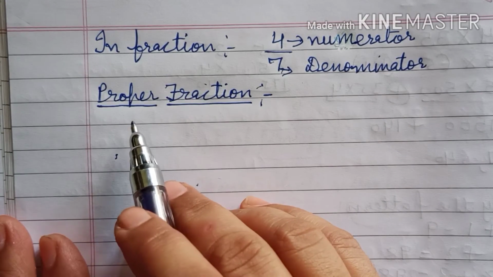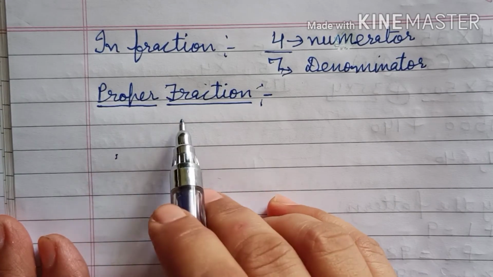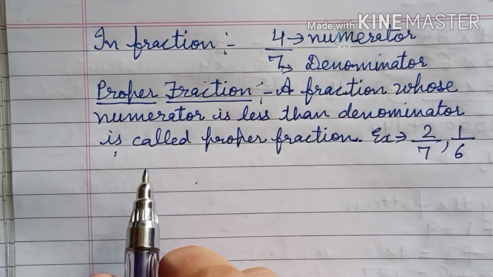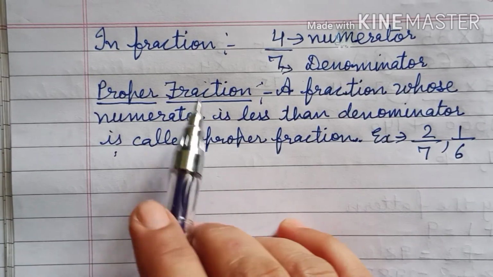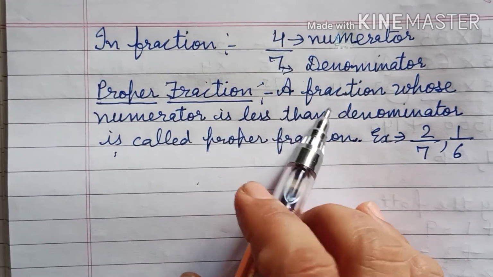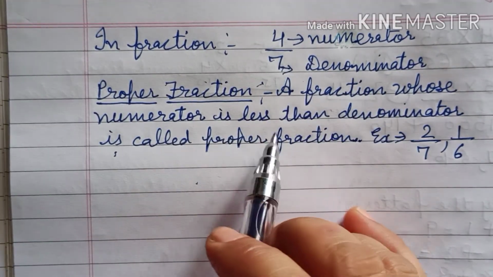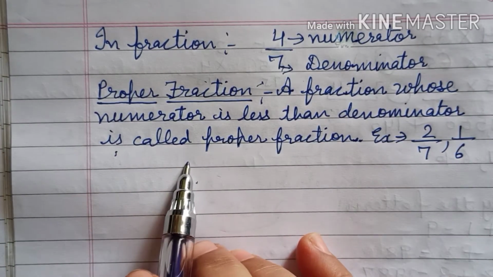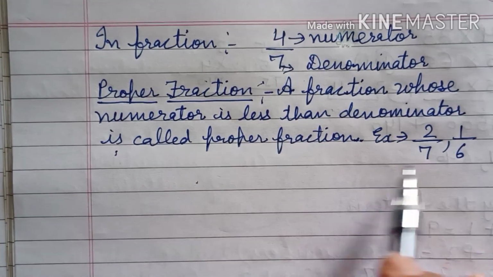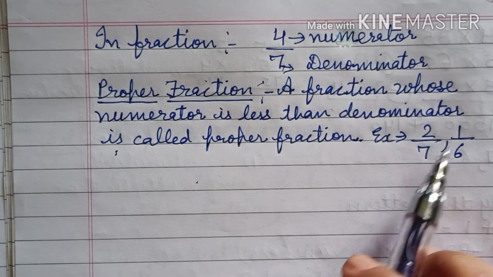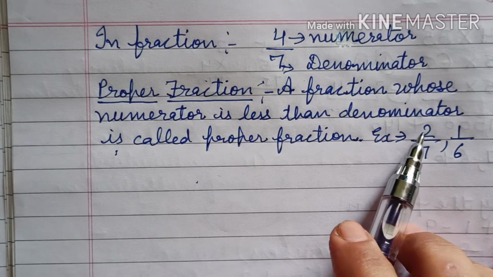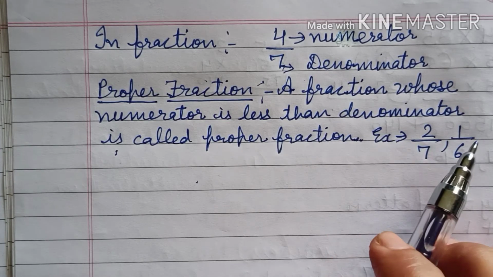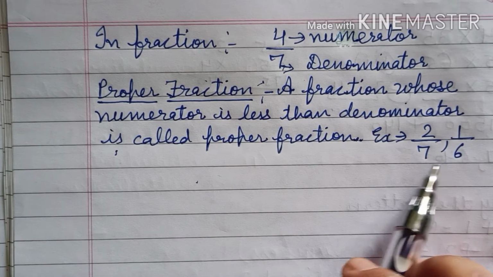Now I will explain the types of fractions. The first is the proper fraction. A fraction whose numerator is less than its denominator is called a proper fraction. Examples: 2/7, 1/6. 2 is smaller than 7, and 1 is smaller than 6.